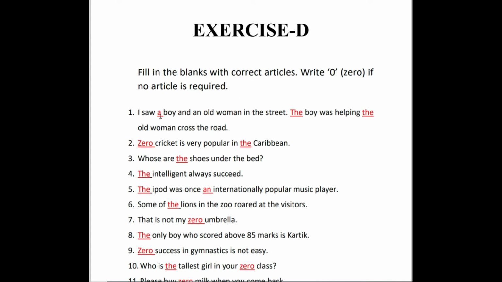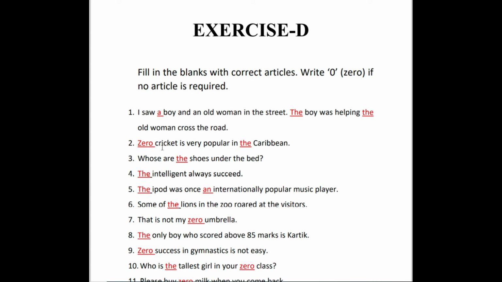Let's see number one. I saw dash boy. Obviously, boy is being referred to the first time. We will write a boy and an old woman in the street. Why are we writing the boy? Because boy has already been introduced here in the beginning, and then we need to write the boy was helping the old woman cross the road.